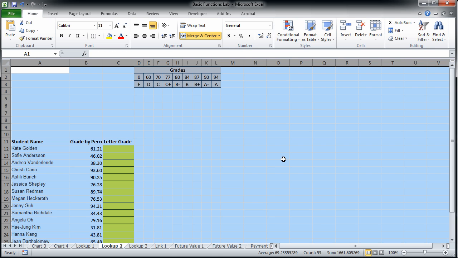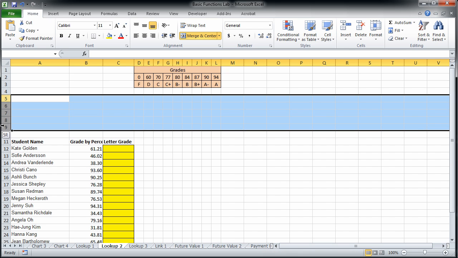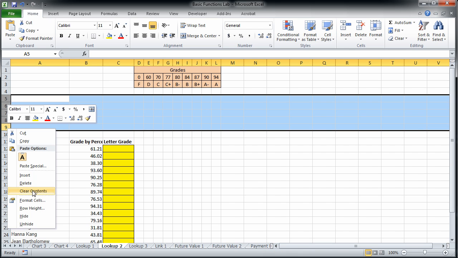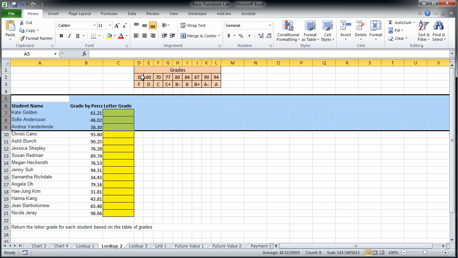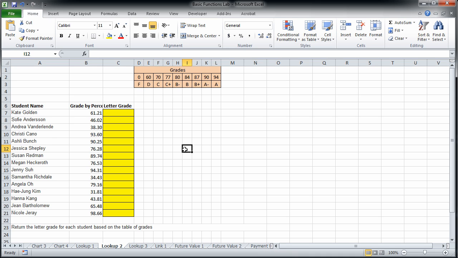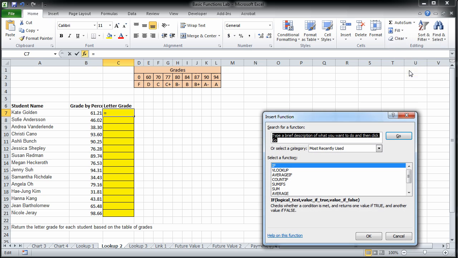Here's lookup 2. Now this one should just look a little bit different. I'm going to go ahead and get rid of some of the space here. Just delete those columns. Is the table horizontal or vertical? It's horizontal, right? So I can't do this via VLOOKUP. I'm going to use HLOOKUP. Horizontal lookup. I go by the table.